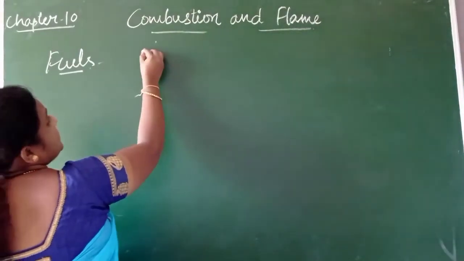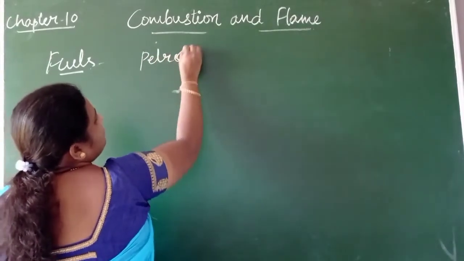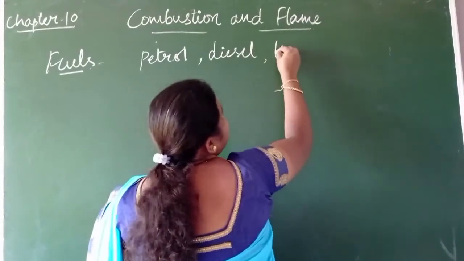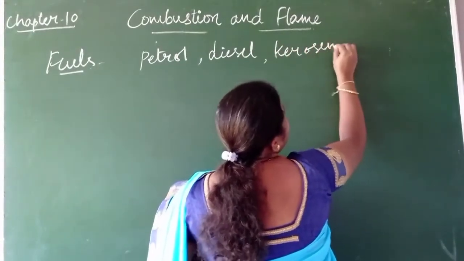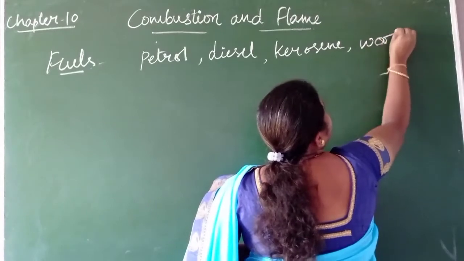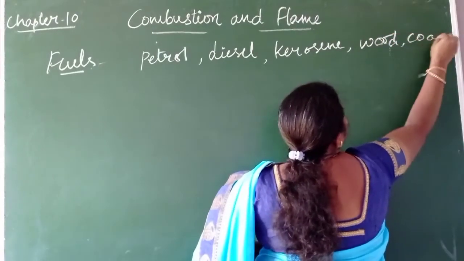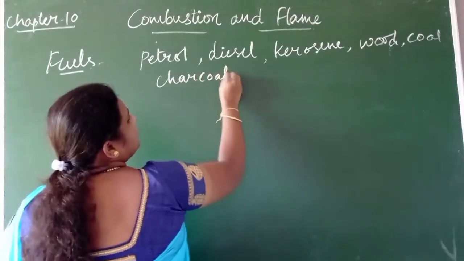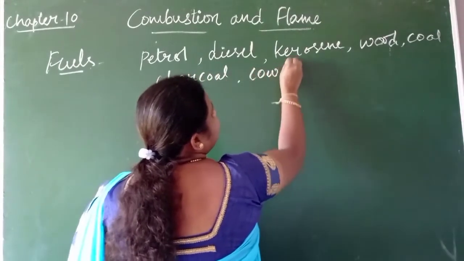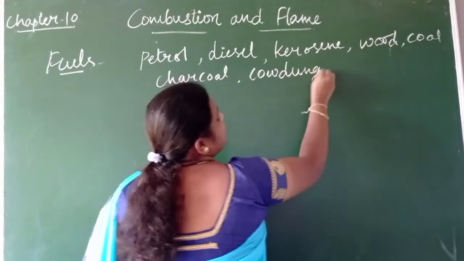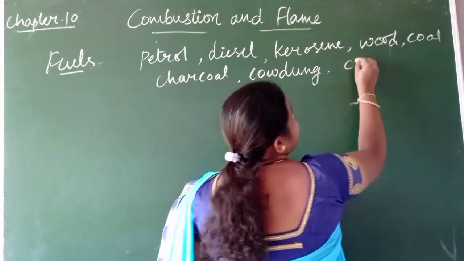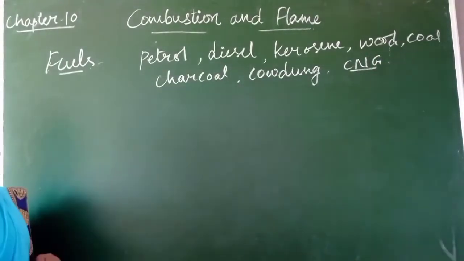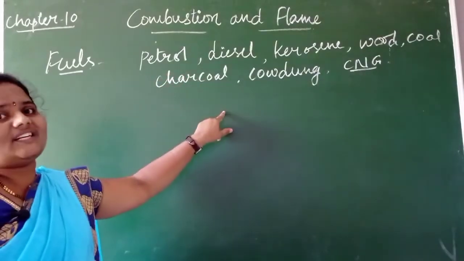That is petrol, diesel, then kerosene, wood, coal, charcoal, then cow dung. You can still use CNG, nothing but compressed natural gas, children. These are all called what, children, here?